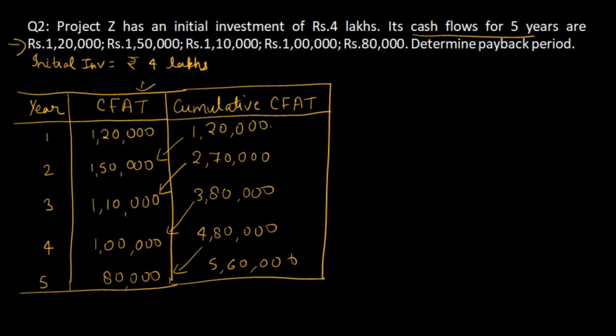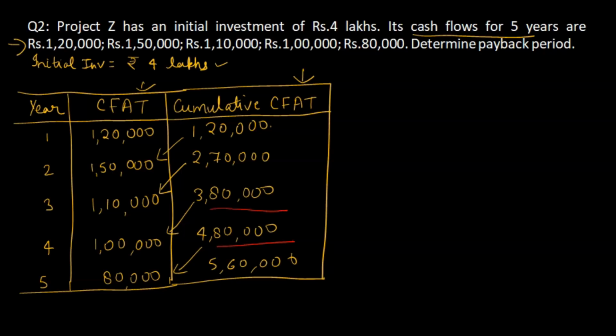So what is the advantage of this? We have to check in what duration we can recover this 4 lakh. So in the cumulative CFAT column, just check whether you can find this 4 lakh or not. If you see here, in the fourth year you cannot find 4 lakh, but 4,80,000 is there. And up to the third year it is 3,80,000.